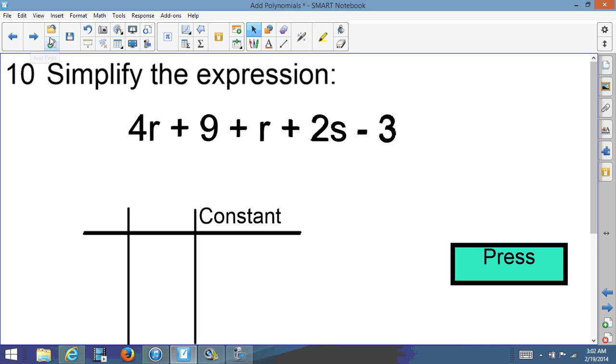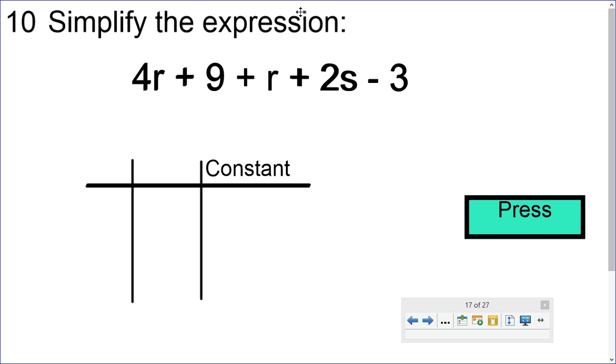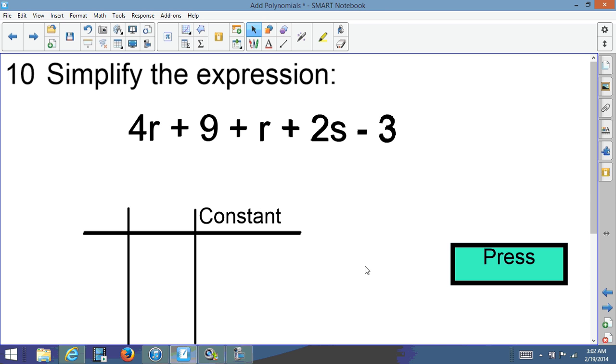Let's move on to another way of dealing with this. Here, we're going to simplify our expression, and I have a chart that we use. And we're going to carve up this expression, 4r plus 9 plus r plus 2s minus 3. We're going to cut that up into different parts. So let's cut it up into different parts.